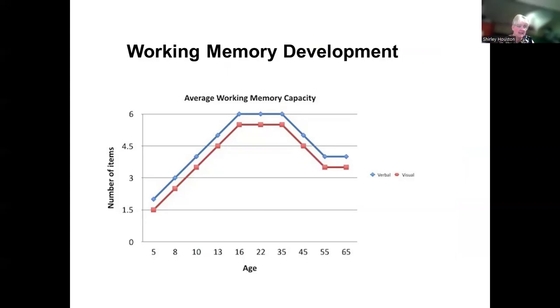Relative capacity stays the same. That is to say, if your working memory capacity is low when you're in year 2, it's likely to be so even in year 7 or year 9.